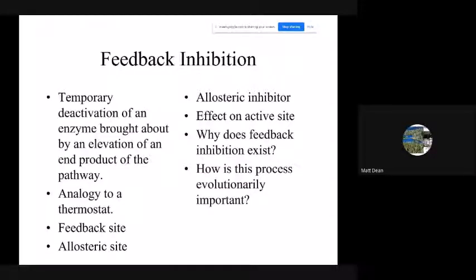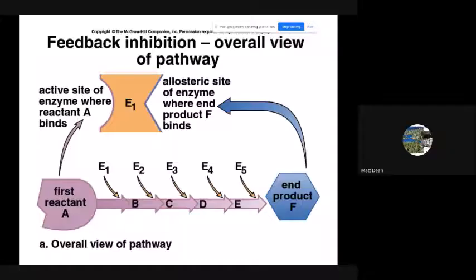All right, we also want to talk briefly about feedback inhibition. So here's the definition. It's the temporary deactivation of an enzyme brought about by an elevation of an end product of the pathway. Now that sounds kind of complicated, but let's look at a diagram and think about what's going on.